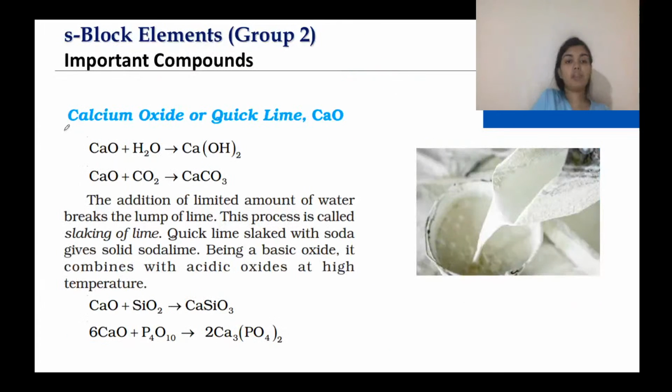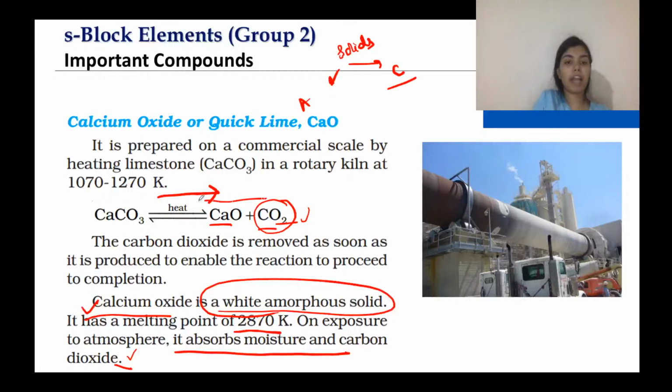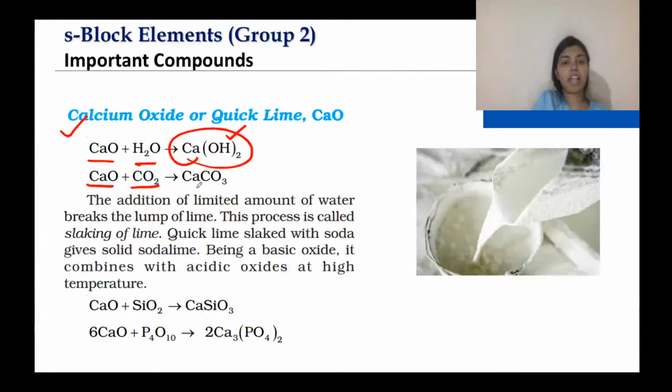Next are the reactions of calcium oxide or quicklime. Calcium oxide on reaction with water will give you what? Calcium hydroxide, right? And calcium oxide on reaction with CO2, again you can see the backward reaction, will form what? Calcium carbonate.